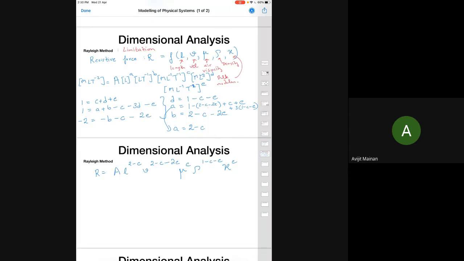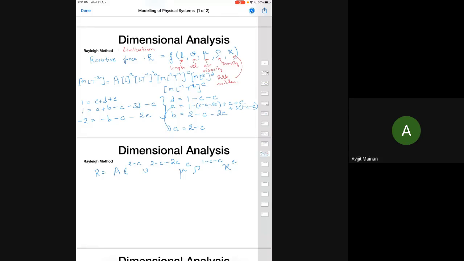So this is it. So that's as far as we can go. We cannot figure out C and E. So basically, we have not found the function. Okay. And you can also see that as soon as your variables are more than 3, you would not get a definite functional form for your equation with Raleigh's method. And it gets worse the more the number of variables.